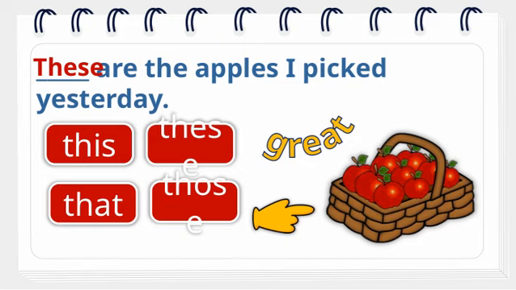So, if these apples are close to me, I would say, "These are the apples I picked yesterday." If they were farther away, I might say, "Those are the apples I picked yesterday." So, understanding when to use each word helps us communicate more clearly and precisely, especially when we're talking about objects around us or things we've just mentioned. Remember, these words are all about pointing out, making your descriptions more specific, and your conversations more effective.